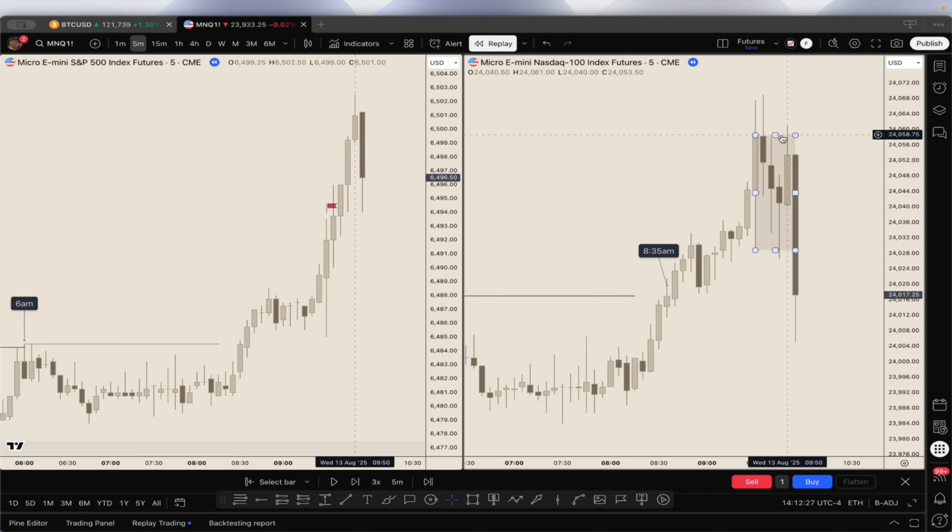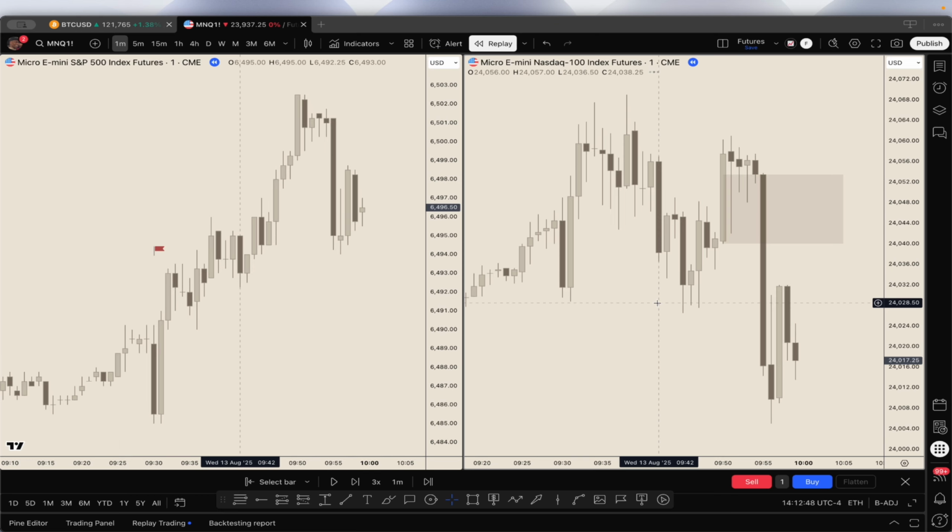So I ended up moving my box of interest here on this up close candle, and as you can clearly see, we've got some divergence at the highs here between these two markets, as well as that very nice bearish engulfing here. So I dropped down to the 1-minute for the entry, and let me show you what I did.